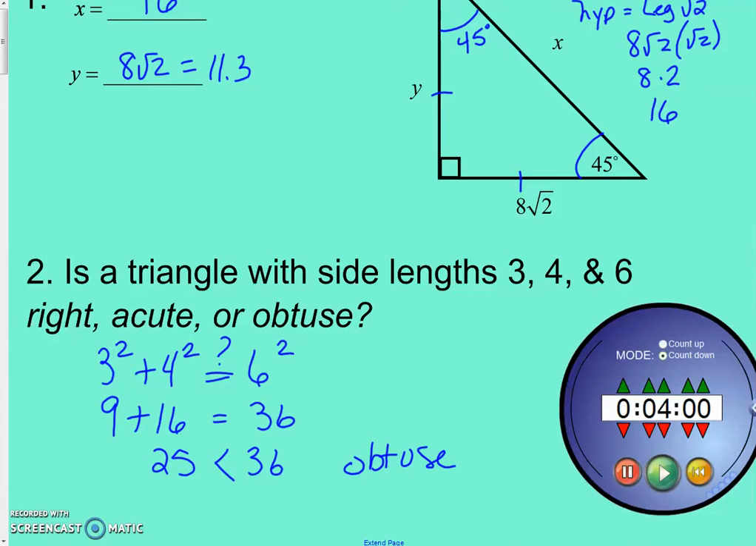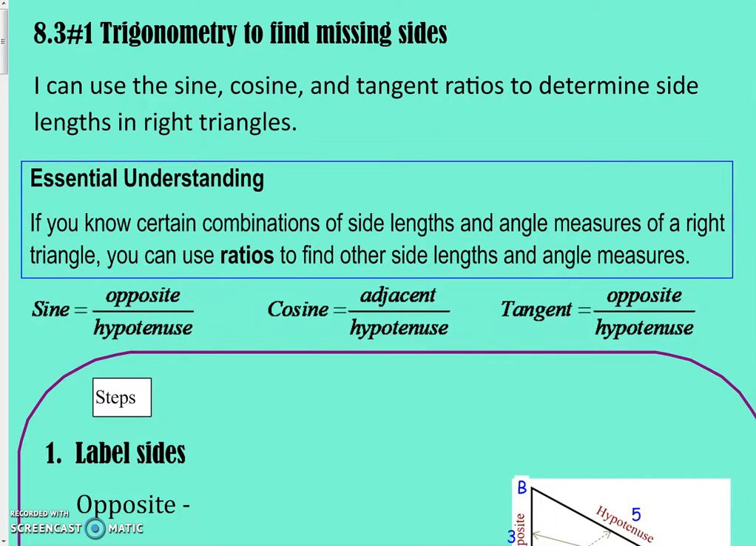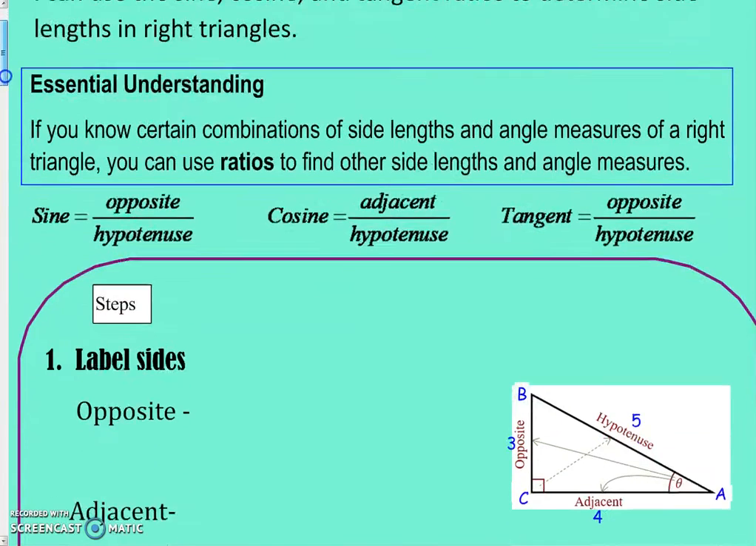All right, so for today's notes, we are actually going to get into a little bit of trig today. So trigonometry to find missing sides. So we're just looking at sides. You can use sine, cosine, and tangent to determine the side lengths in a right triangle. We're using different ratios. So we want to understand opposite, adjacent, hypotenuse. And then we're using sine, cosine, and tangent.